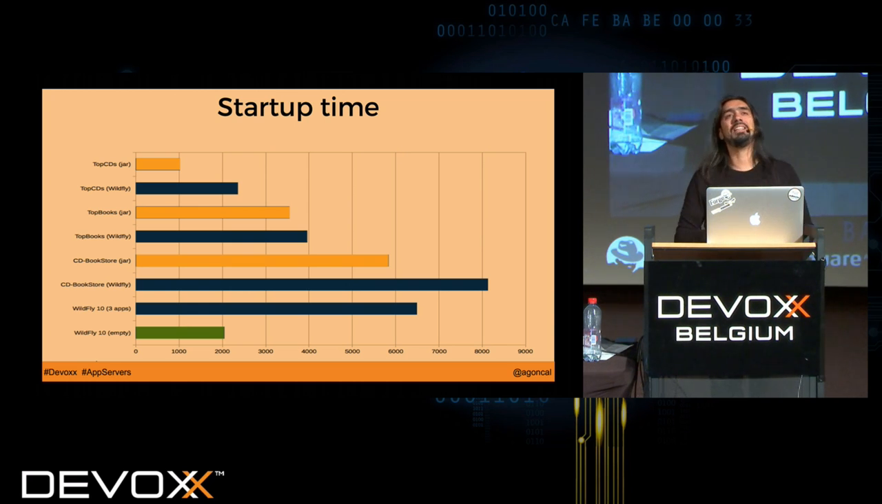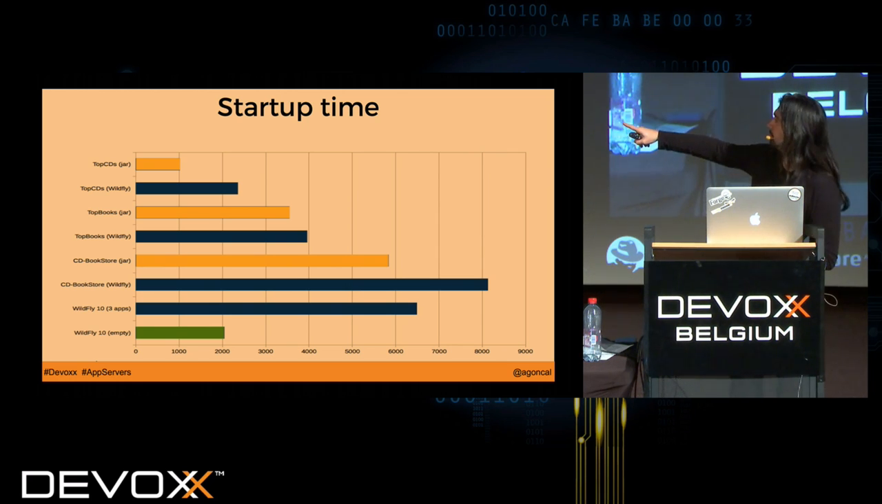What's interesting is the blue bars. Look at the blue bars. WildFly empty starts up in 2 seconds. So of course, if we put a WAR file, it's always going to take longer. WildFly empty 2 seconds, put the top CD WAR file, and it takes 2.5 seconds. Logic. The bigger one, the longest: the CD bookstore takes 8 seconds.